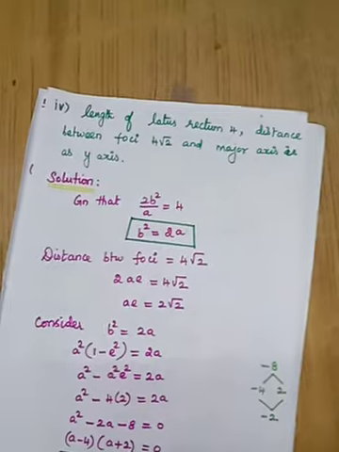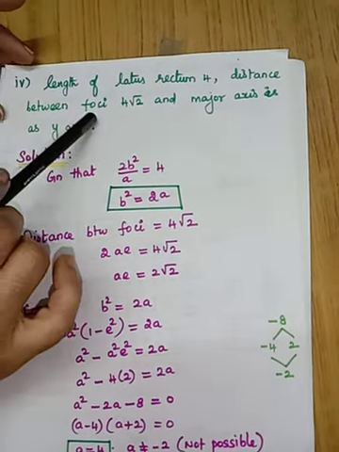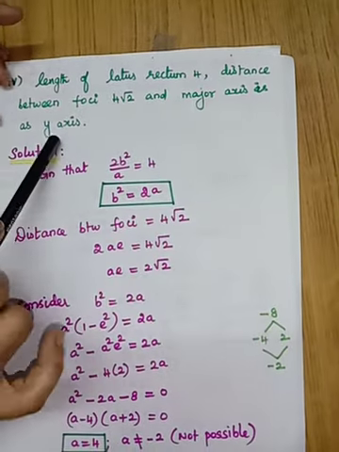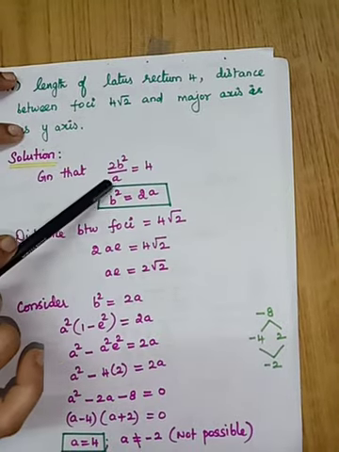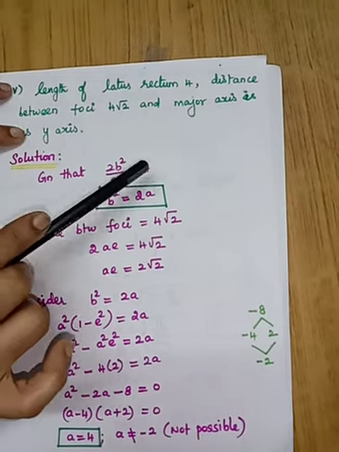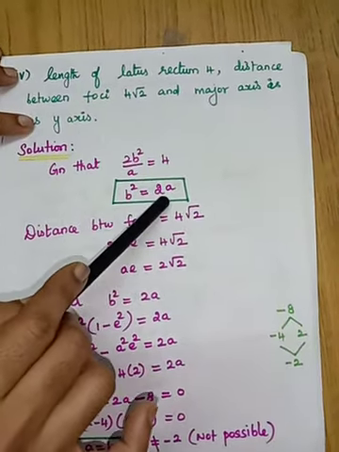Length of the latus rectum 4, distance between foci 4 root 2, and major axis is the y-axis. Length of the latus rectum is 4. The formula for the length of the latus rectum is 2b squared by a is equal to 4. This 2 and 4 get cancelled, so b squared is equal to 2a.